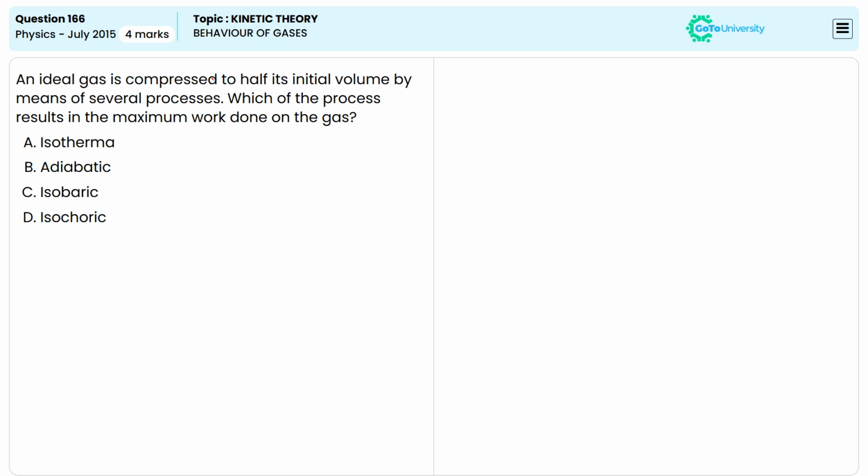An ideal gas is compressed to half its initial volume by means of several processes. Which of the processes results in the maximum work done on the gas?